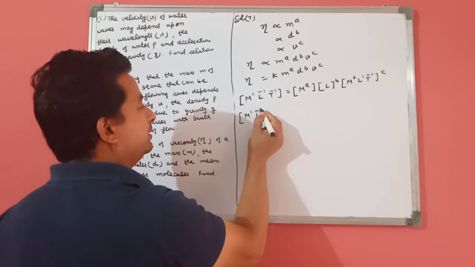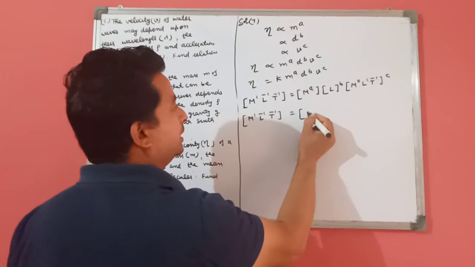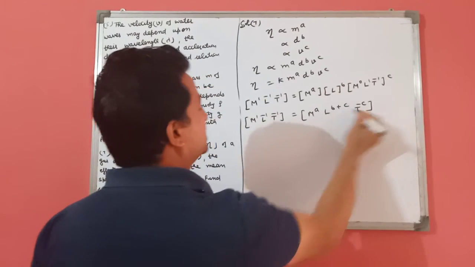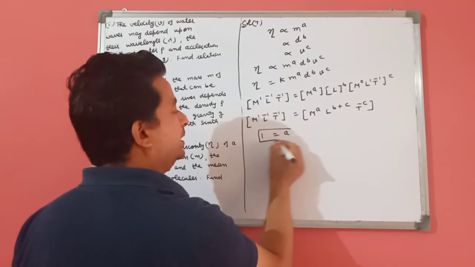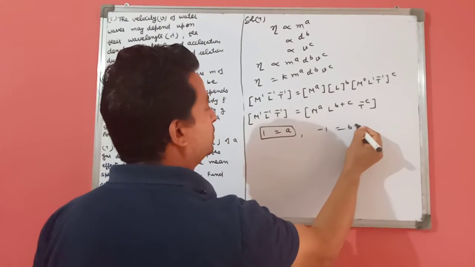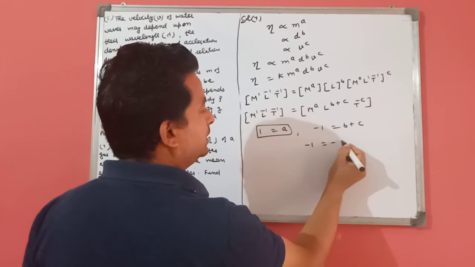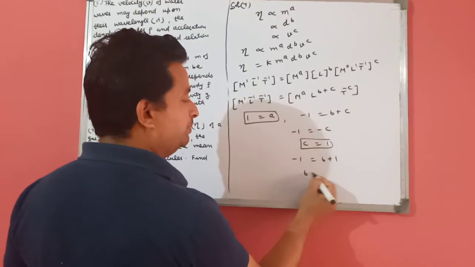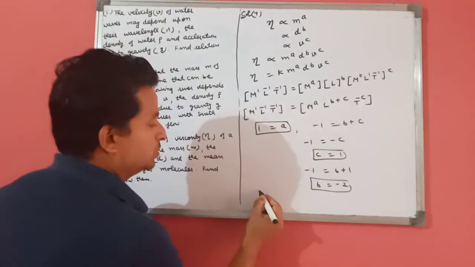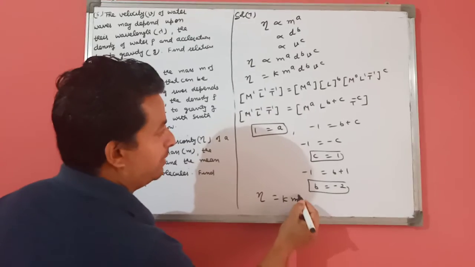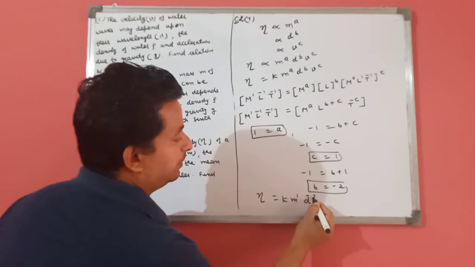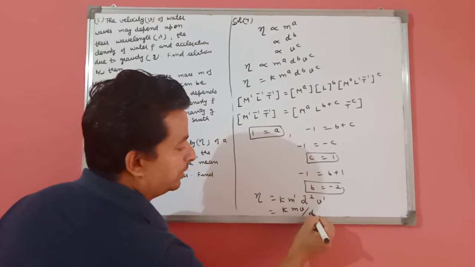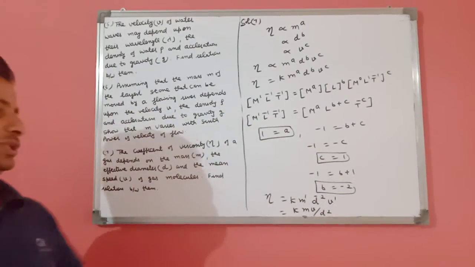When we combine these like quantities, M has power a, L has b + c, and T has -c. When we compare these, a is equal to 1, and -1 is equal to b + c, and c is equal to 1. When we put the value of c, b is equal to -2. So eta is equal to K m to the power 1, d to the power -2, velocity to the power 1, that is K m v upon d squared. This is the relation.